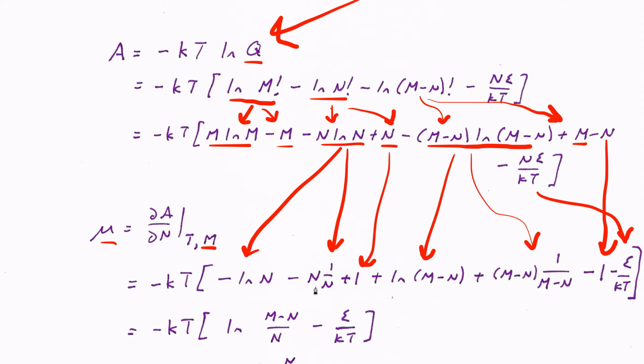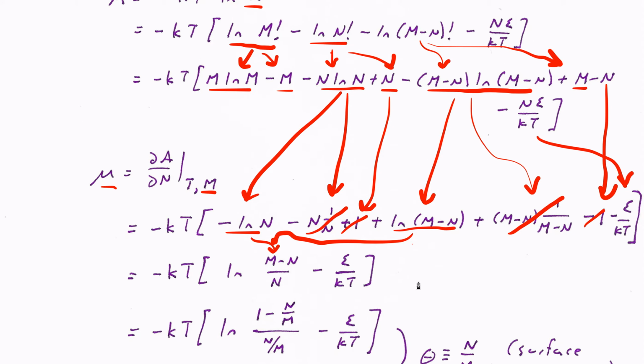I have a minus n over n, which cancels a plus 1. I've got a m minus n over m minus n, which cancels a negative 1. So after those cancellations, I'm left with a log of m minus n minus log n, which I can write as log of m minus n over n. The difference between these two logs is the log of the quotient. And I still have this minus epsilon over kT term.